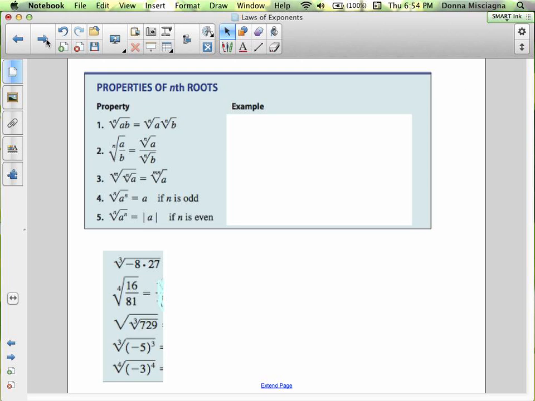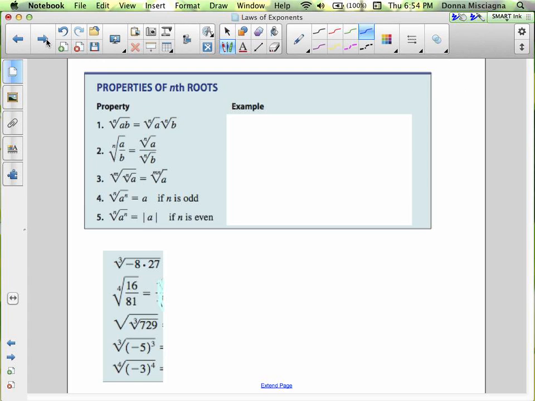Let's look at some properties of radicals, right? So the root of a product is the same as the product of the roots. And you have this all in your notes already. So if I have the cube root of negative 8 times 27, well, I could multiply them together, but I don't know what the cube root of that product would be, but I do know the cube root of each of the individual terms.